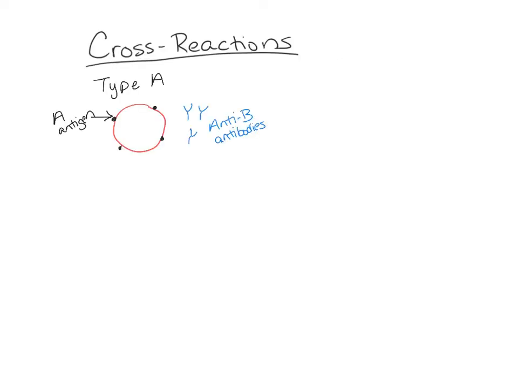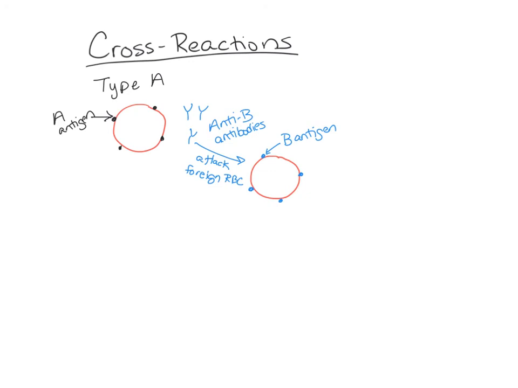If a type A person with the A antigen on their red blood cells and anti-B antibodies in their plasma came in contact with type B blood, where the antigen B was present on the red blood cells, the anti-B antibodies would attack the red blood cells that contained the antigen B, because to these anti-B antibodies, antigen B looks like a foreign red blood cell.